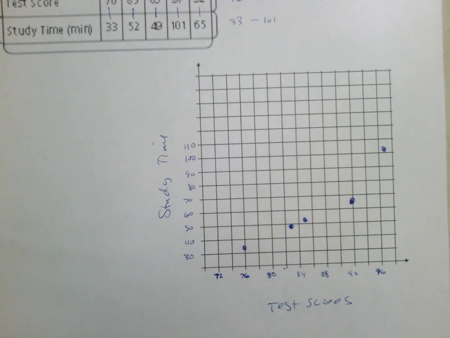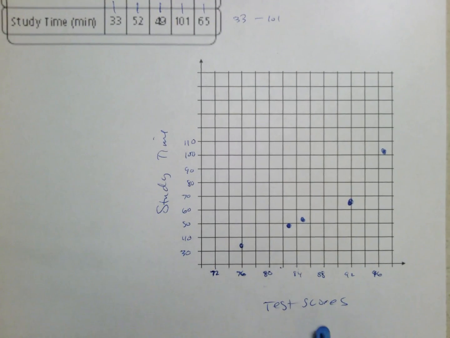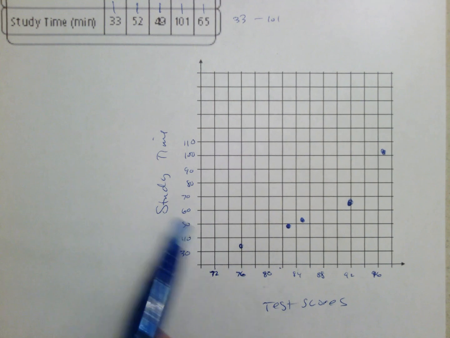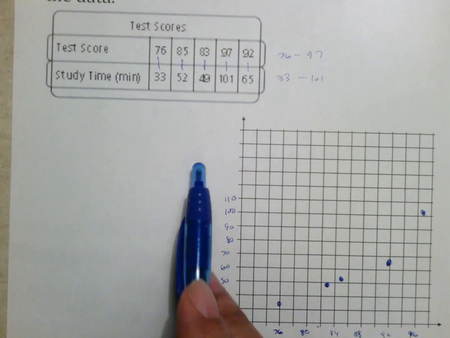Again, the general idea when you do your scatter plots today, you're going to have to do a few of them, 3 of them actually on your own. Study time, test scores came from up here. The first one goes on the bottom. The second one goes on the side.